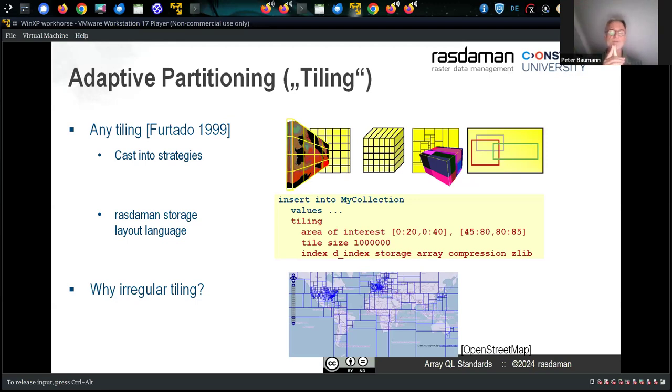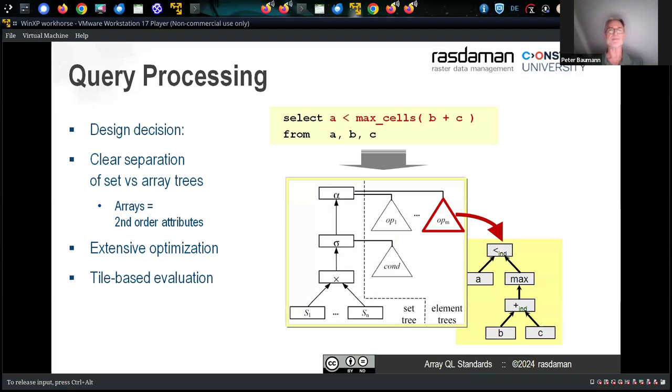Notably, this is not visible to the user. Like an index in a relational database, you just don't need to know that this exists. You just don't need to know internal tiling, which is a difference, for example, to systems like Postgres Raster. Okay, but let's not get lost here on that.